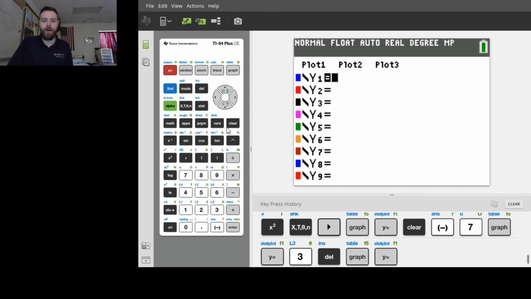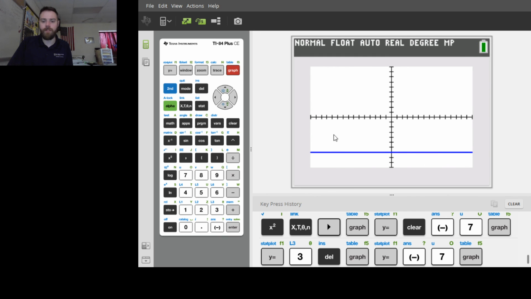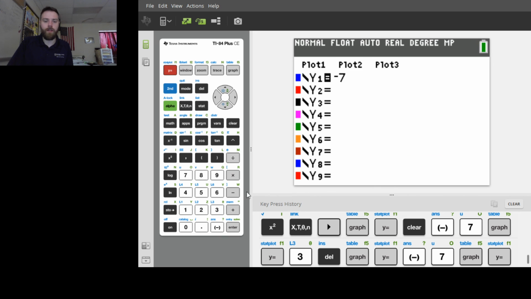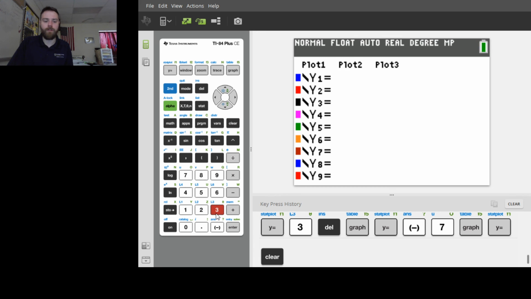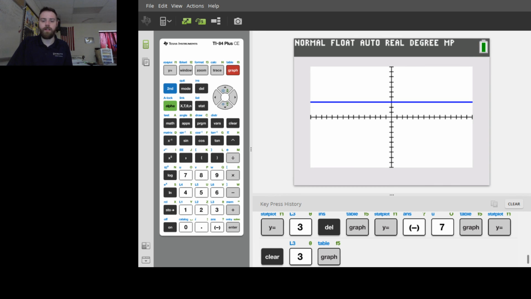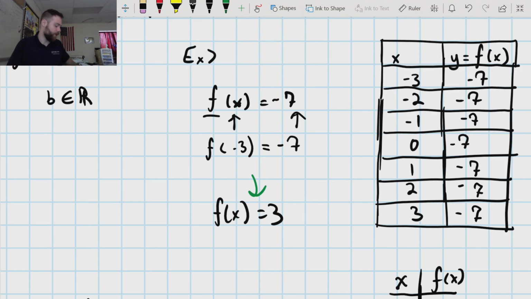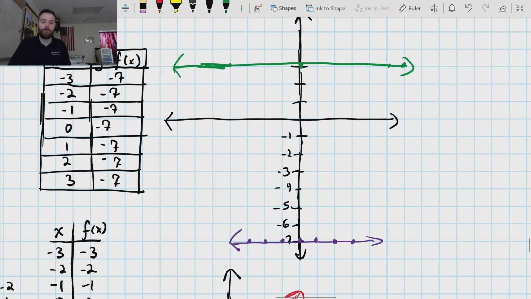Okay, so if I go to the y equals key, and I type in -7, I can graph it, and you'll see it there. Then I can go to y1 again, clear all that out, write 3, and I'll get the same value. So if you take a look here, those are the same functions that we had to begin with. So the graphing calculator just does this for us, and that's helpful.